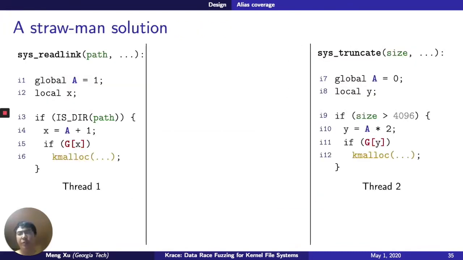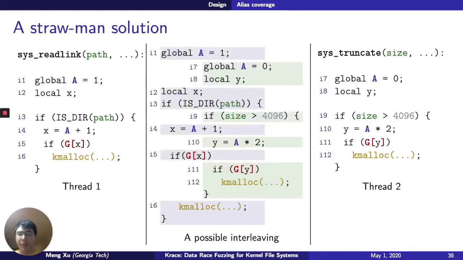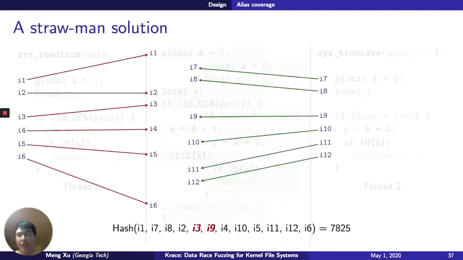A strawman solution will be like this. You have two threads, and then during execution, I'm going to match the instructions however we want. And then we can calculate a hash number based on how the instructions in the two threads match against each other. In this case, we calculate a hash of the sequence of instructions executed, and then we get some hash number.